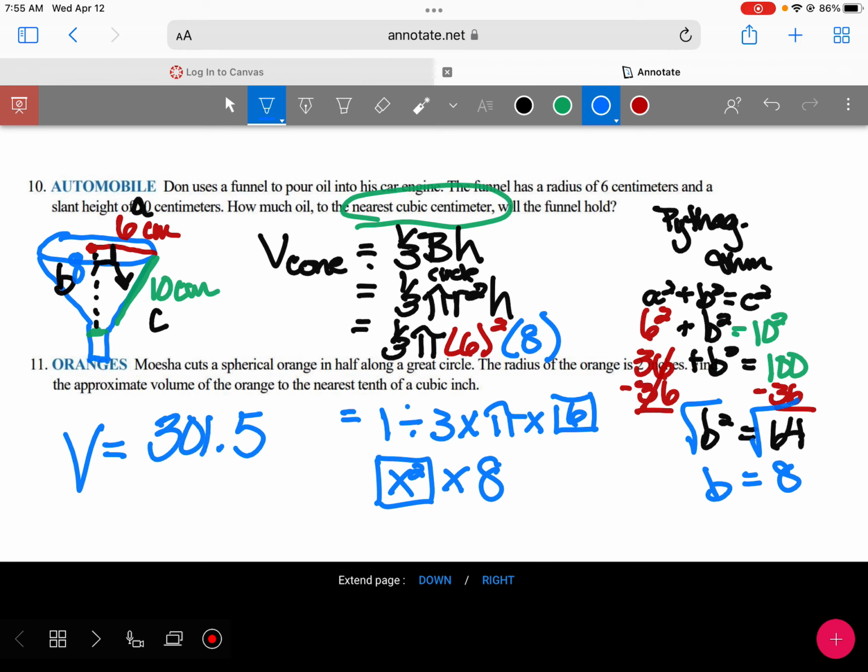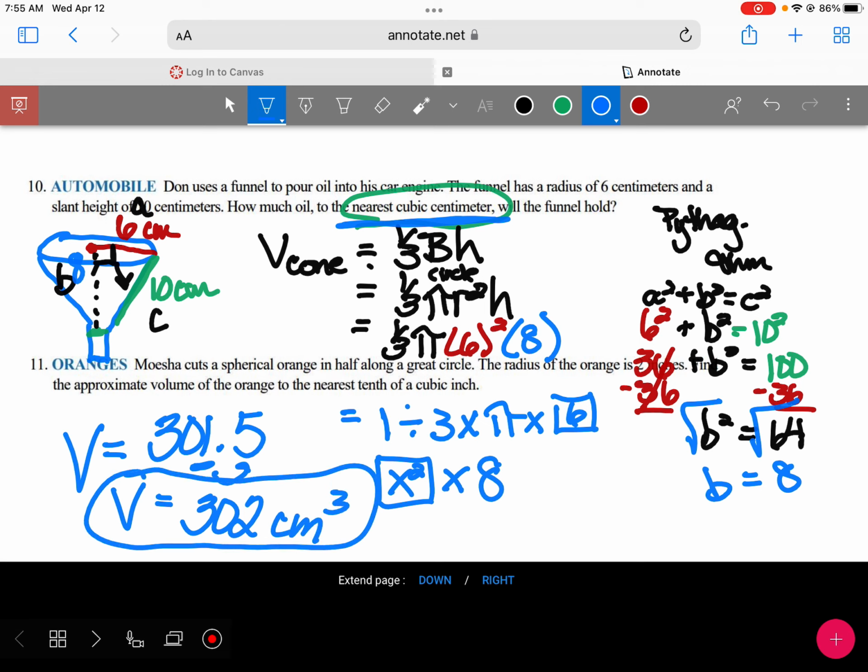301.5. It says to the nearest cubic centimeter. That means to the nearest whole centimeter. So this is my whole centimeter. I look next door. So I need to take that up to 302 centimeters cubed. 302 centimeters cubed.